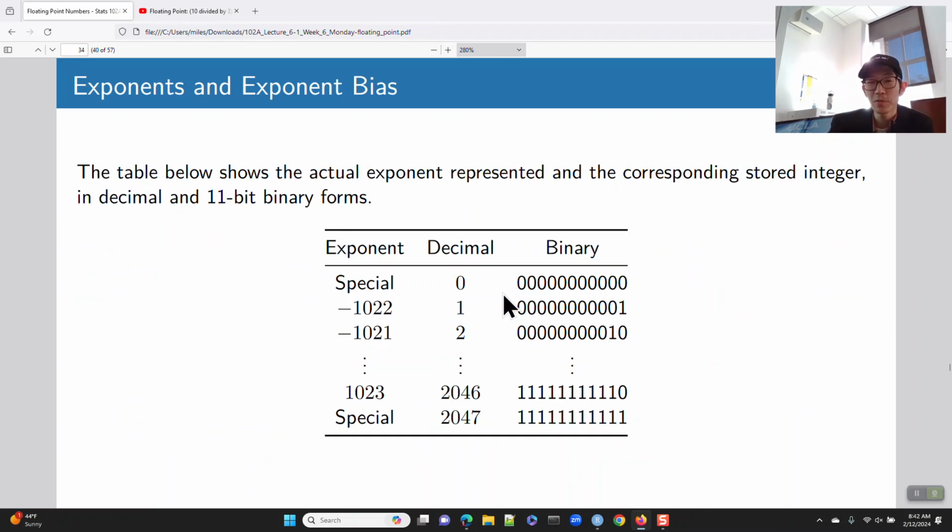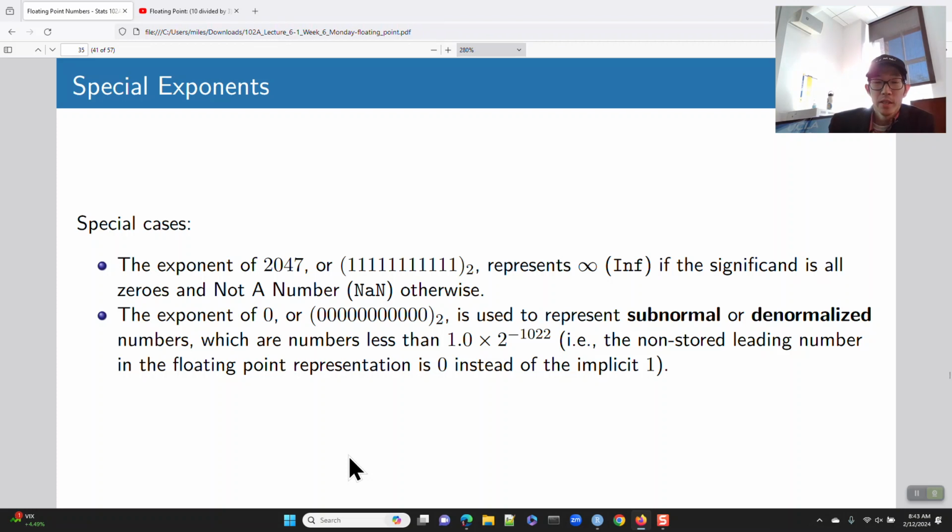So, if you were to list off all of the possible digits in binary, starting off at 000, that's a special case. 1 becomes negative 1022, 2 becomes negative 1021, and so on, all the way up to this. This is 2046. It becomes 1023, and then all ones has a special meaning here. These special exponents, all ones, are used to represent infinity or NaN. And then all zeros is used to represent what we call subnormal or denormalized numbers, which I will explain on Friday, but not today.